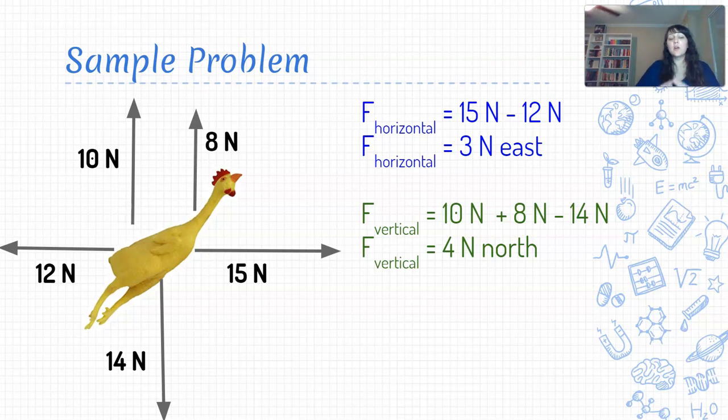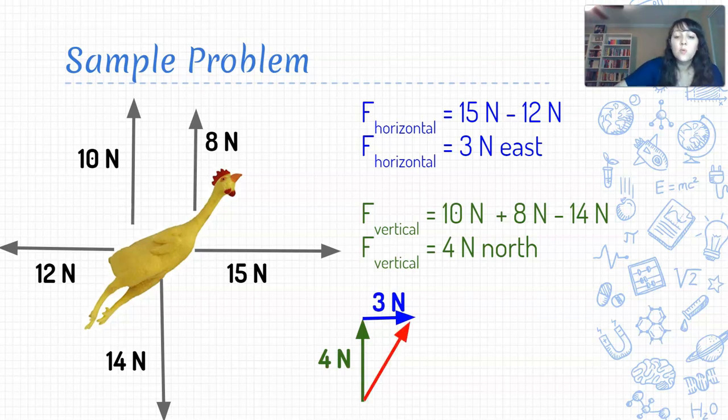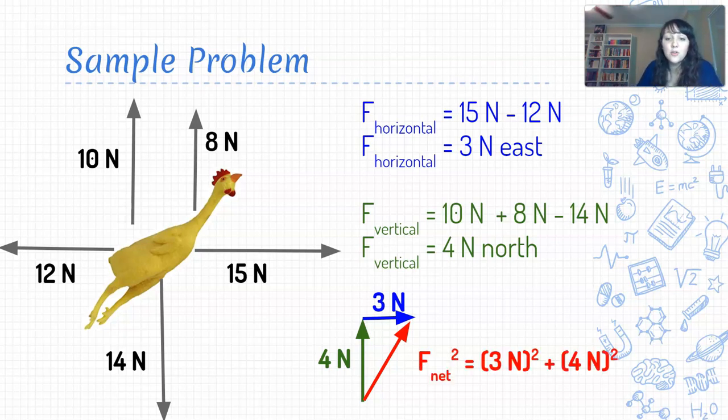All right? So now I've got an overall horizontal force of 3 newtons east and an overall vertical force of 4 newtons to the north. And again, those are perpendicular to each other. So I can go ahead and think of them as the 2 sides of a right triangle, with the hypotenuse then representing the overall net force. And I can calculate that using the Pythagorean theorem.